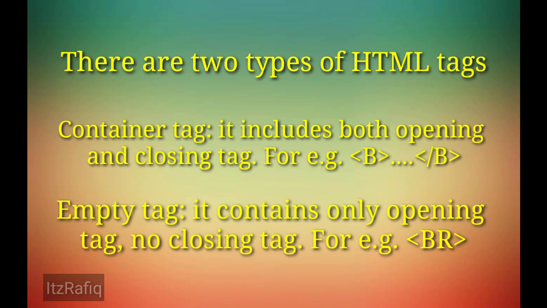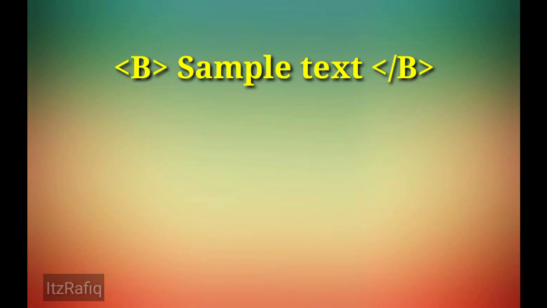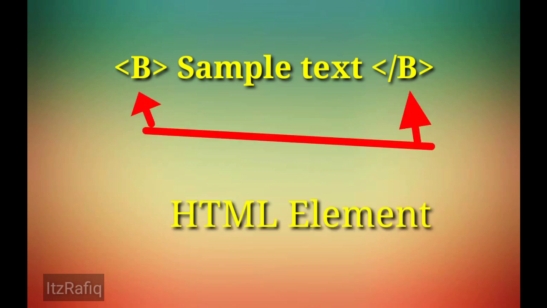And the tags which have only the opening one but no closing are known as empty tags. And HTML element: everything between the starting tag and the closing tag is known as an HTML element. For example, B, click to start, B close. So from opening B till closing B, everything is known as an element.